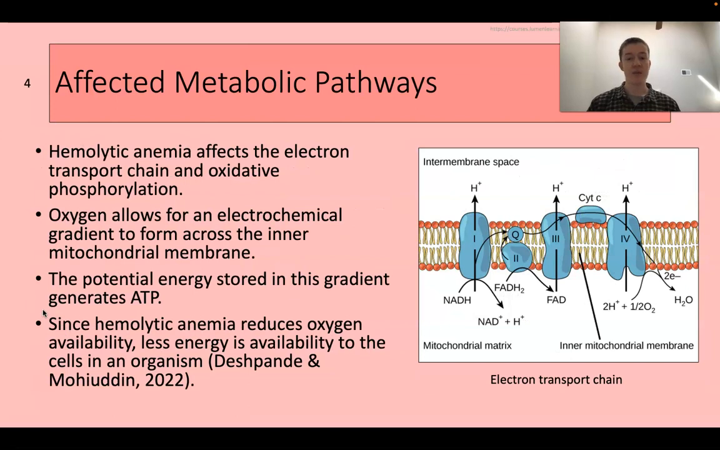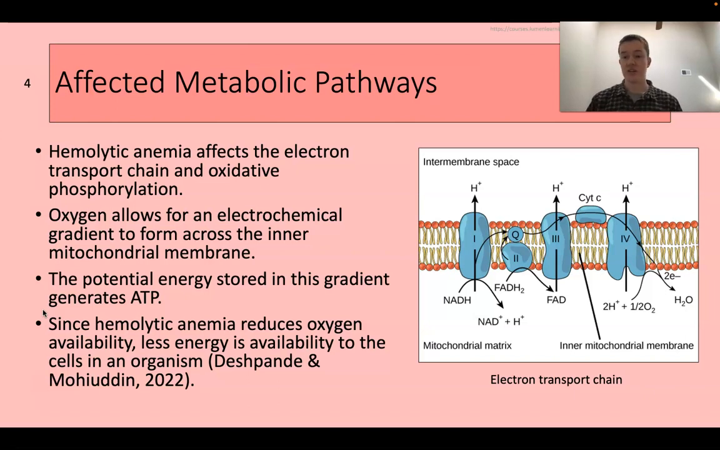And the metabolic pathway most affected by hemolytic anemia is the electron transport chain and oxidative phosphorylation. Oxygen serves as the final electron acceptor in the electron transport chain, which transfers high-energy electrons carried by NADH and FADH2 to oxygen molecules, which are very electronegative, which forms water. And this simultaneously generates an electrochemical gradient of protons across the inner mitochondrial membrane. The potential energy stored in this electrochemical gradient is then used to generate ATP.